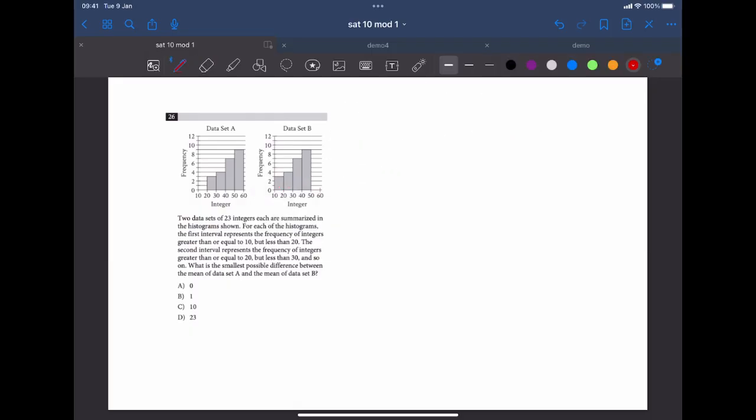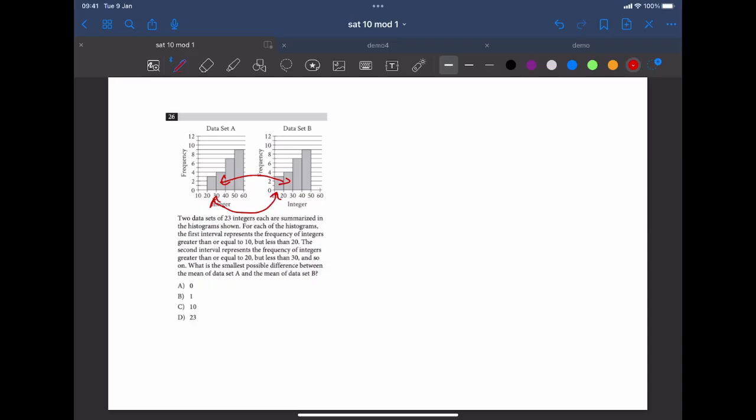What I'm trying to say is that the height of the first box correlates to this box. The height of the second box correlates to the second box. So the question asks for the smallest possible difference, so we need to make A's values as small as possible and B's values as large as possible.